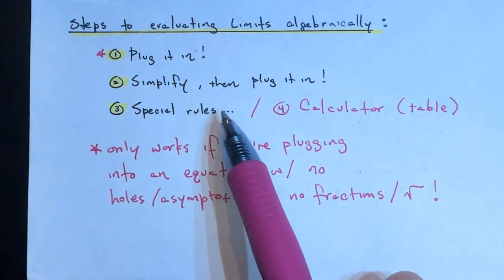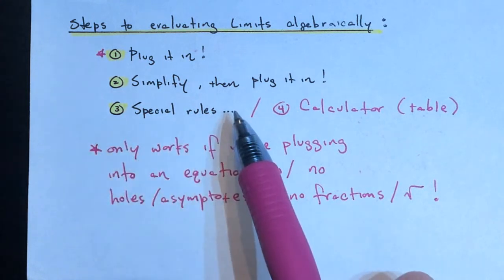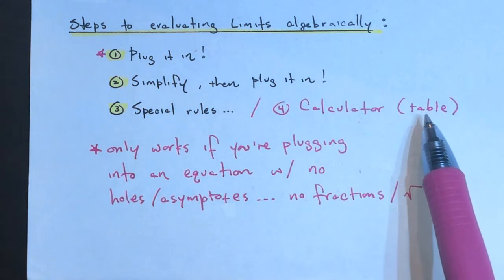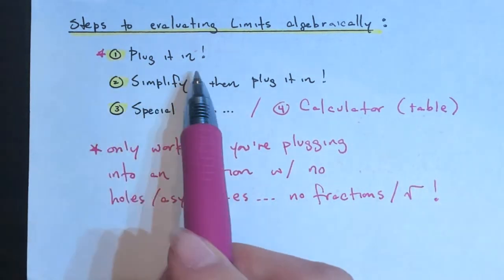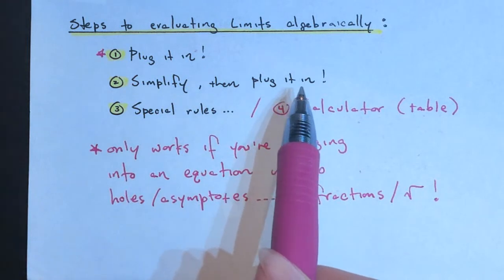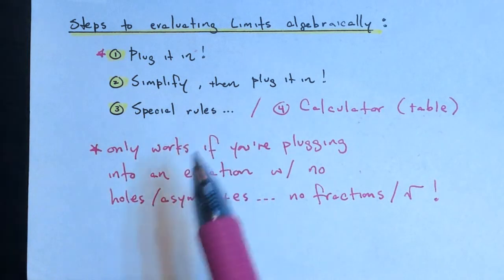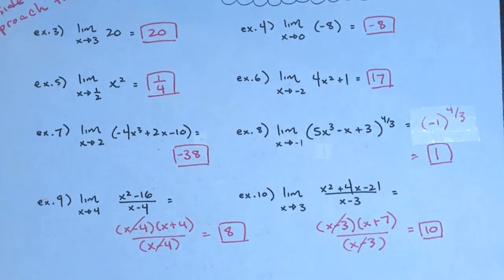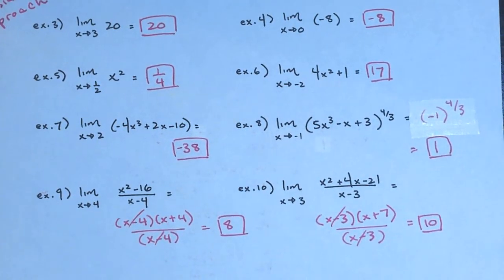We're going to talk about special rules in a second. If you can't remember the special rules and you have a calculator, you can always use your calculator to make a table. So you're going to do step 1, and if that doesn't work, step 2, and if that doesn't work, then I'll show you the special rules. The special rule only applies technically to number 12. So you're going to try number 3 all the way to number 11 on your own. Pause the video, check your answers, and don't just copy me. Here are answers to 3 through 10.